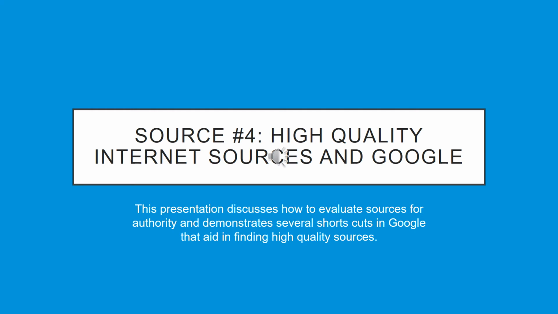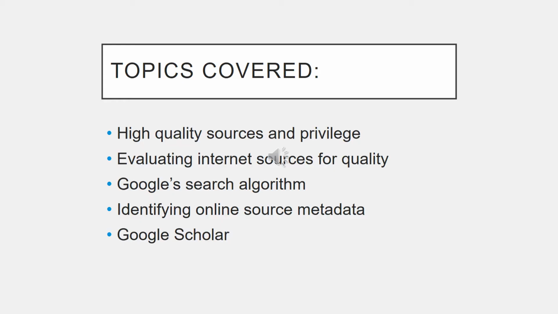This presentation demonstrates evaluating sources for quality and shows several shortcuts to help you efficiently and effectively find high-quality sources in Google, which you need to find for source number 4 in your library research assignment. Topics covered in this presentation are high-quality sources and privilege, evaluating internet sources for quality, Google search algorithm and PageRank, identifying online source metadata, and Google Scholar.